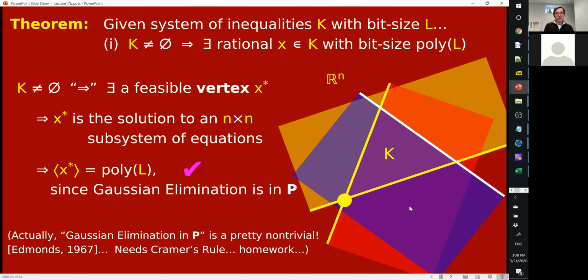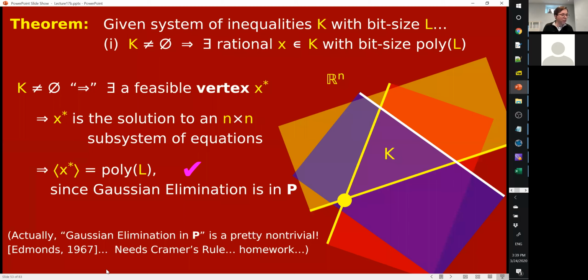Actually, I just want to mention that I'm eliding some complications here, because the fact that Gaussian elimination is in polynomial time is a pretty non-trivial fact. It was proven by Edmonds in 1967, and it needs a little bit of sophistication. It needs Cramer's rule. The algorithm you remember from linear algebra class takes polynomially many steps in n if you're solving an n by n system, n cubed steps maybe.